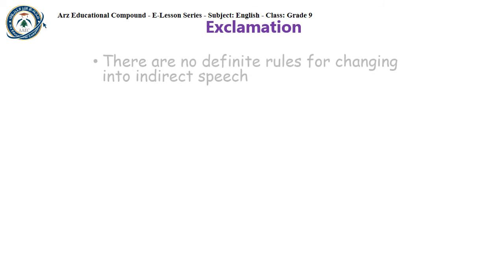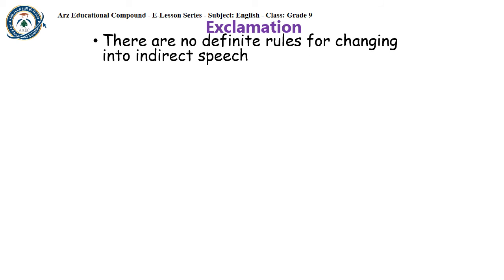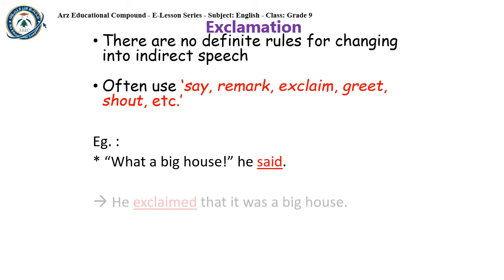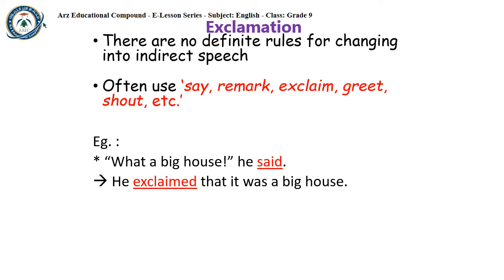When you have an exclamation, there are no definite rules for changing into indirect speech. You often use say, remark, exclaim, greet, shout, and so on. For example, "What a big house," he said. When you convert this sentence into the reported speech, you say, he said. You remove what, you replace it with that. You remove the exclamation mark and you replace it with a period. He said that it was a big house.